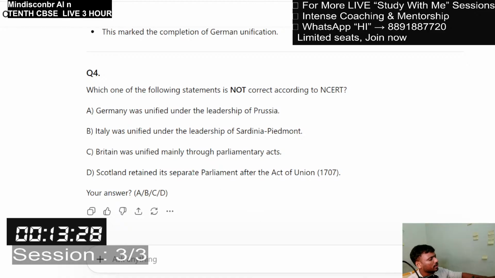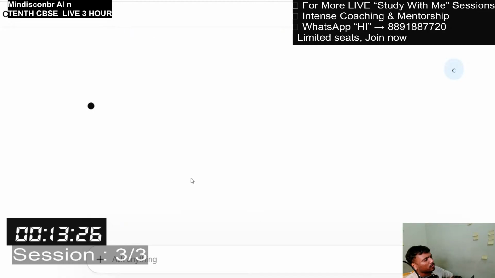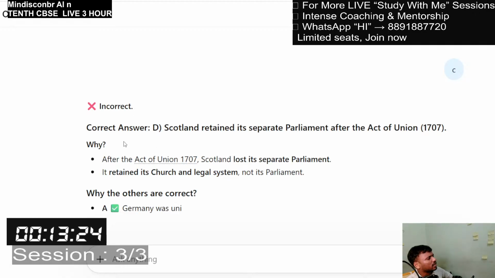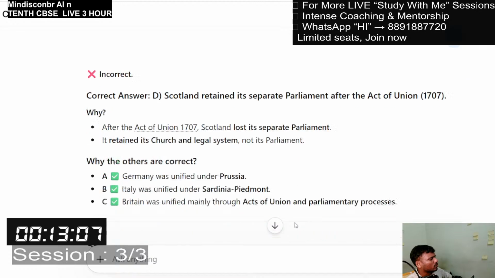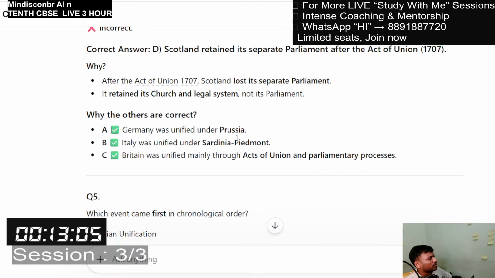So I think C will be the answer. Most probably C will be the answer. Incorrect: Scotland retained its separate parliament after the Act of Union 1707. Why? With the Act of 1707, Scotland lost its separate parliament. It retained its church and legal system, not its parliament. Germany was unified under Prussia. Italy was unified under Sardinia, Piedmont. Britain was unified mainly through the Acts of Union and parliamentary process. Okay.